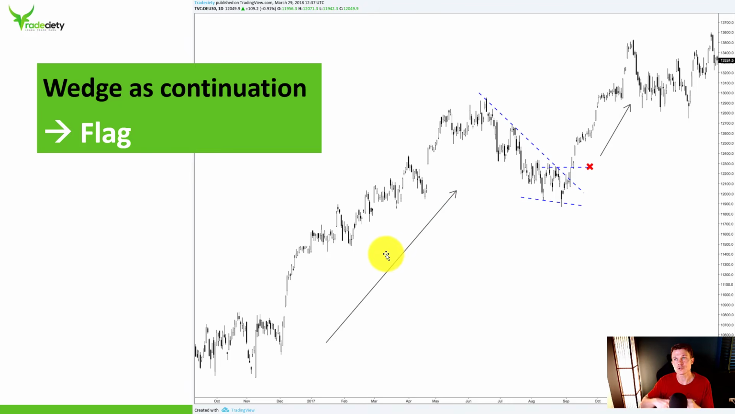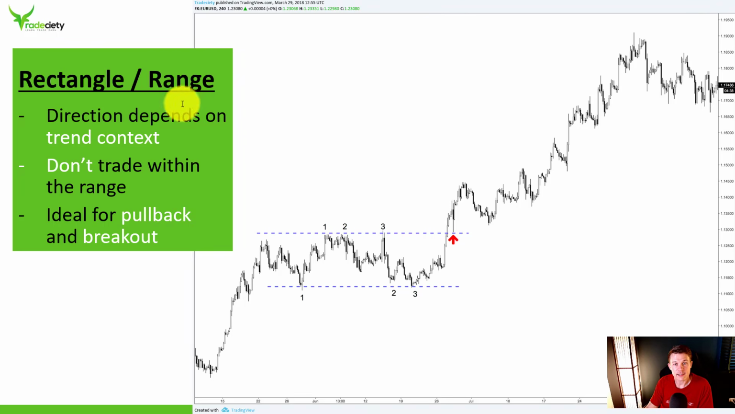So it's very important to look at the overall trend structure, and again, we will come into that in a moment, and understand the natural flow and the rhythm of price action. Trends will not move in one straight line, and there will always be this wave function and wave formation of trends. We have rectangles or ranges, and those are also often considered continuations. And again, it depends on the trend context.